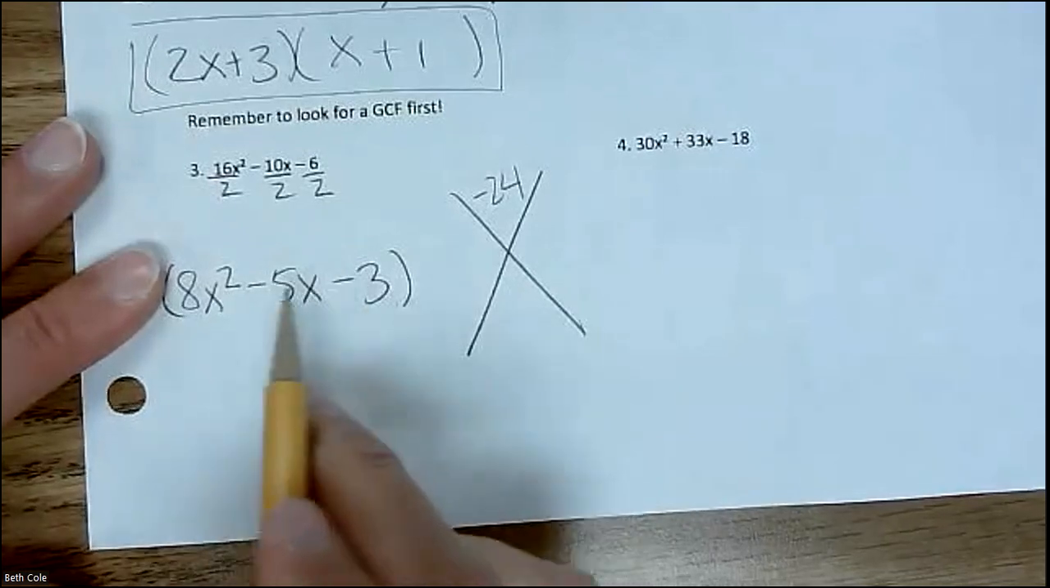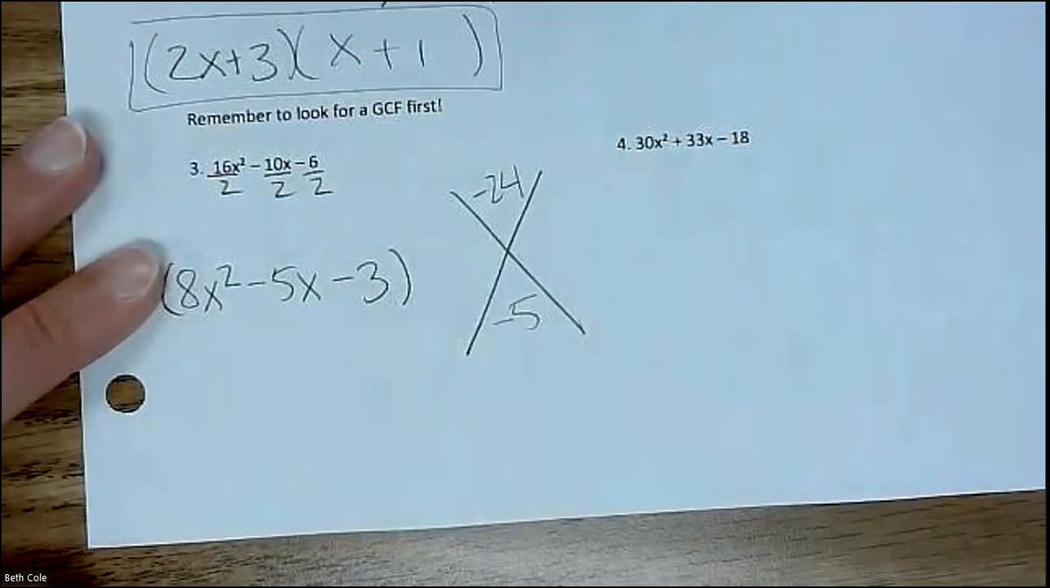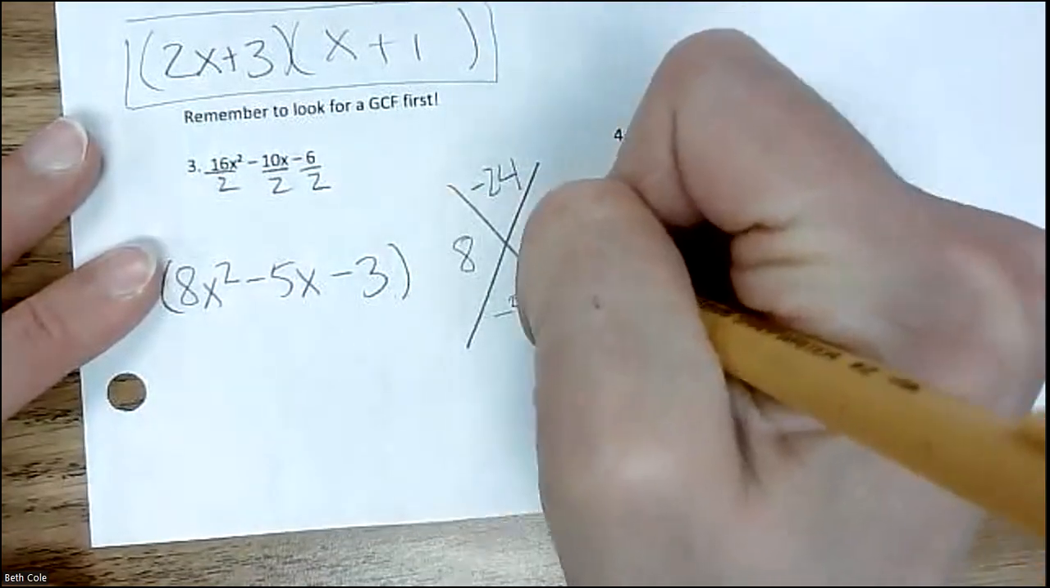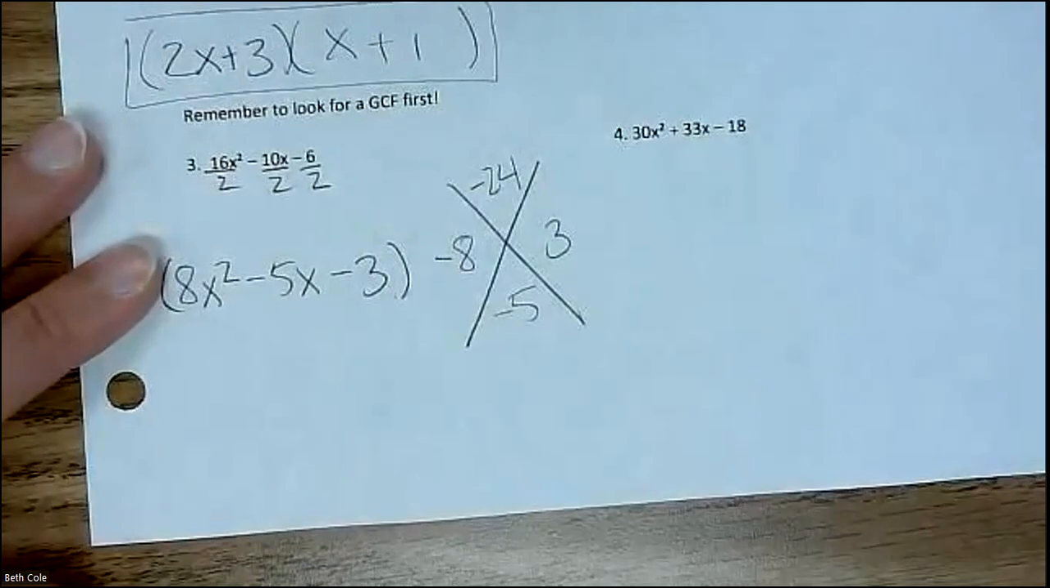You just multiply them. On the bottom is negative 5. This one's a little tougher. You have to come up with numbers that multiply to be 24. 8 times 3? Yeah. And negative 8. Good job. Nice.